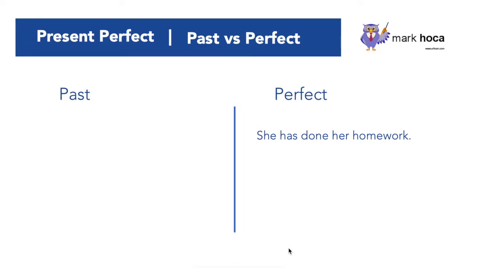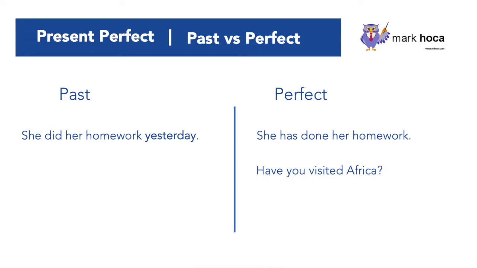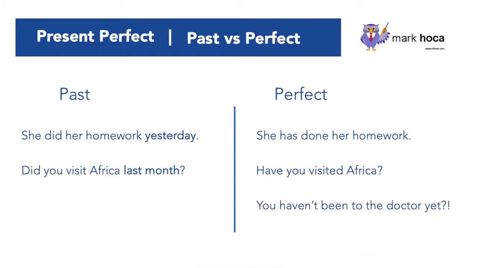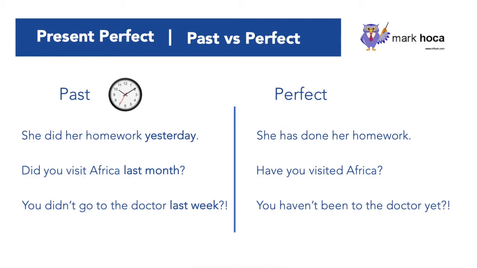So here we have present perfect. She has done her homework. What would the past look like for that sentence? She did her homework yesterday. So you see the difference is we have time in the past. Let's look at another example. Have you visited Africa? Did you visit Africa last month? Again, we have time. You haven't been to the doctor yet? You didn't go to the doctor last week? Notice that both of these are like, I'm shocked, I'm surprised. So the difference is time.